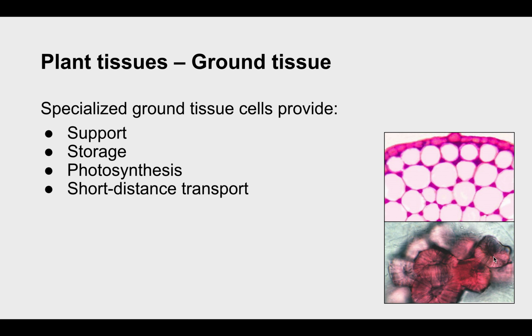Ground tissue are also part of cells that are responsible for photosynthesis. So all the photosynthesizing cells would be ground tissues. And also short distance transport. I said the vascular tissues provide transport for water and nutrients. But when we're talking about vascular tissues, we're really thinking about maybe moving nutrients from the roots all the way to the first leaves that we see on the tippy tops of the plant. Very long distance. Relative to that, a short distance would be like cell to cell. Very, very short distances.